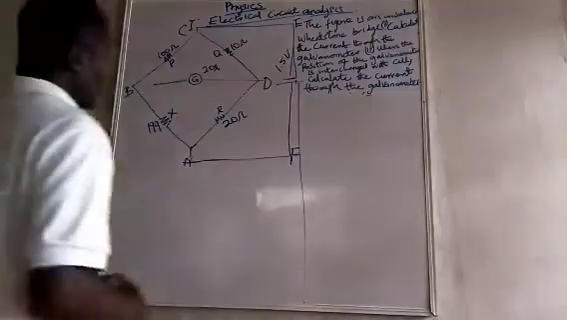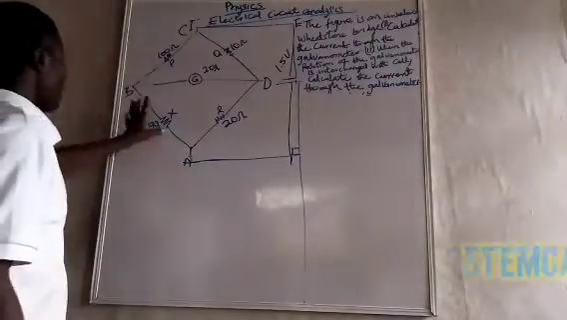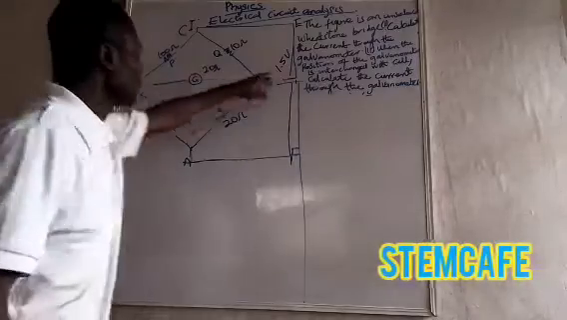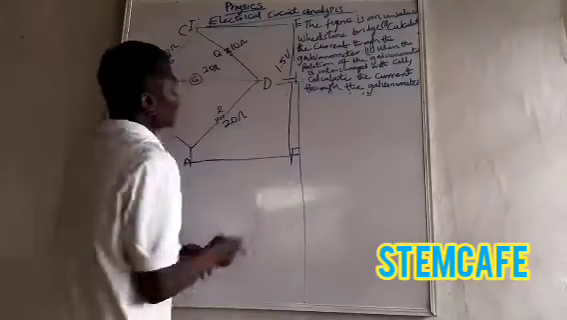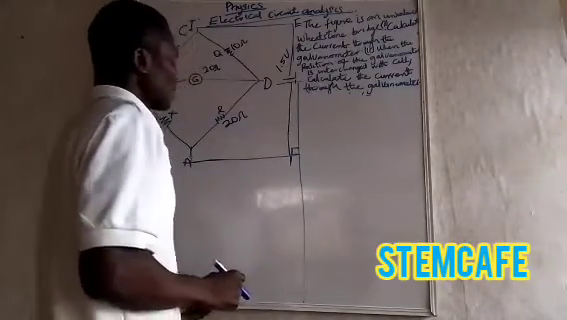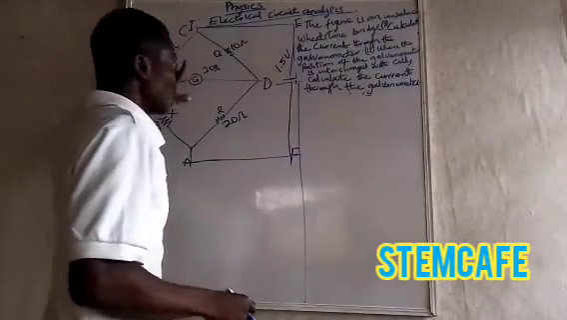We have an unbalanced Wheatstone bridge. You can see the resistors attached and the 1.5 volt cell here. Now, the figure is an unbalanced Wheatstone bridge. 1. Calculate the current through the galvanometer, that is the current here.